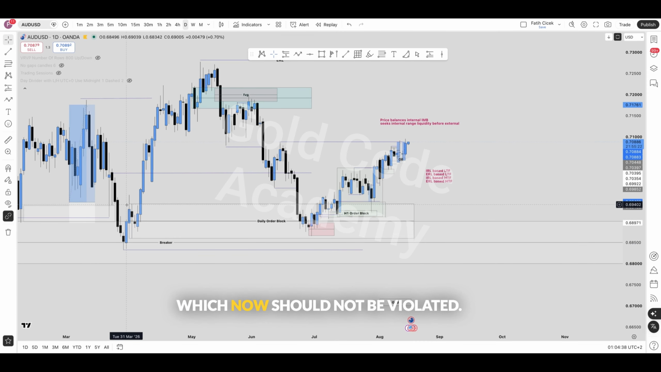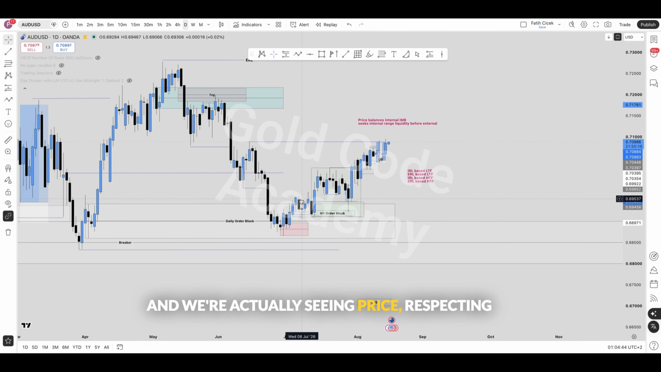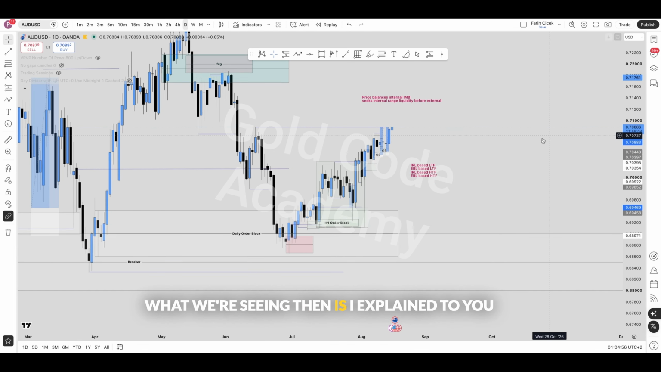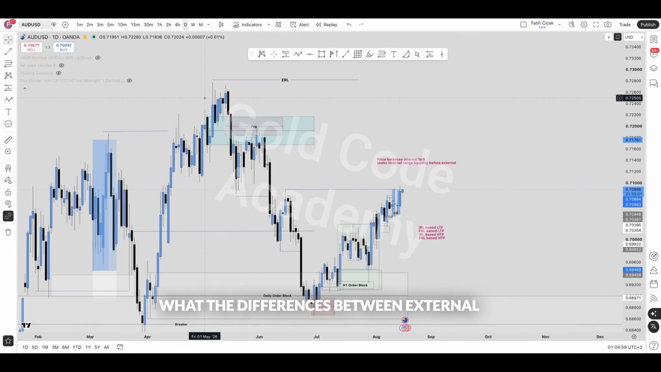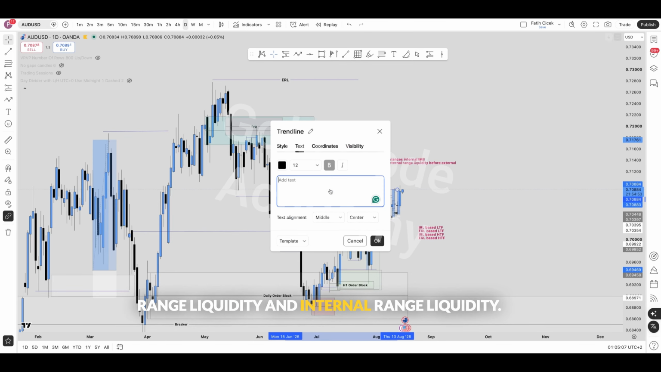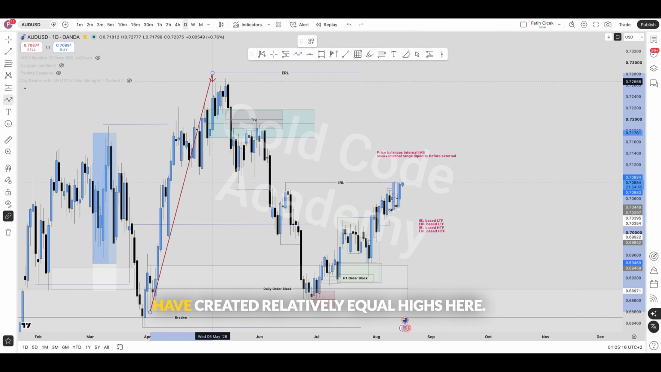which now should not be violated. And we're actually seeing price respecting the wick of this order block and then giving us the next displacement. Okay. What we're seeing then is, I explained to you what the differences between external range liquidity and internal range liquidity. Okay. So we said that once we get this impulse, we have created relatively equal highs here.